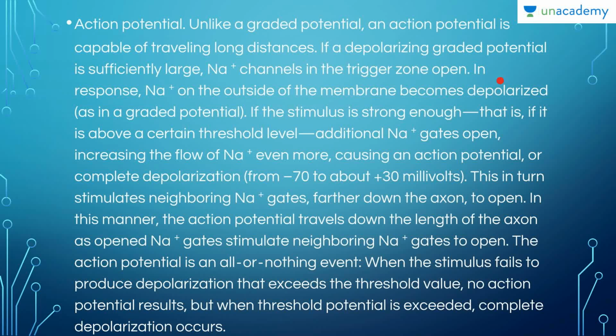If a depolarizing graded potential is sufficiently large, Na+ channels in the trigger zone open. In response, Na+ from the outside of the membrane enters and the membrane becomes depolarized. If the stimulus is strong enough, that is, if it's above a certain threshold level, additional sodium gates will open, increasing the flow of Na+ even more, causing an action potential or complete depolarization. And it's about minus 70 to about plus 30. So we knew that the resting potential is about minus 70, so it almost goes to plus 30 millivolts.